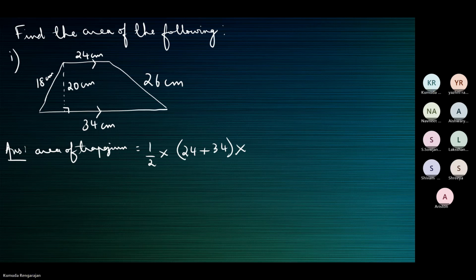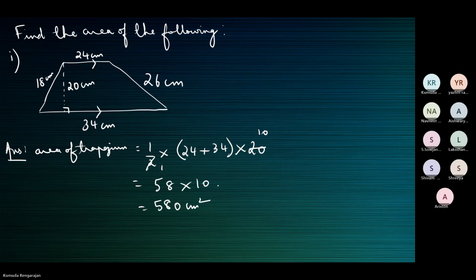Half into sum of the parallel sides into distance, 20, between them. Yes, 20. You should take the perpendicular distance between the parallel sides, not 18 or 26. The perpendicular distance between the parallel sides, 20. So you can cancel 2 ones are 2, 10 times. 24 and 34 is 58, into 10, 580 centimeters square.